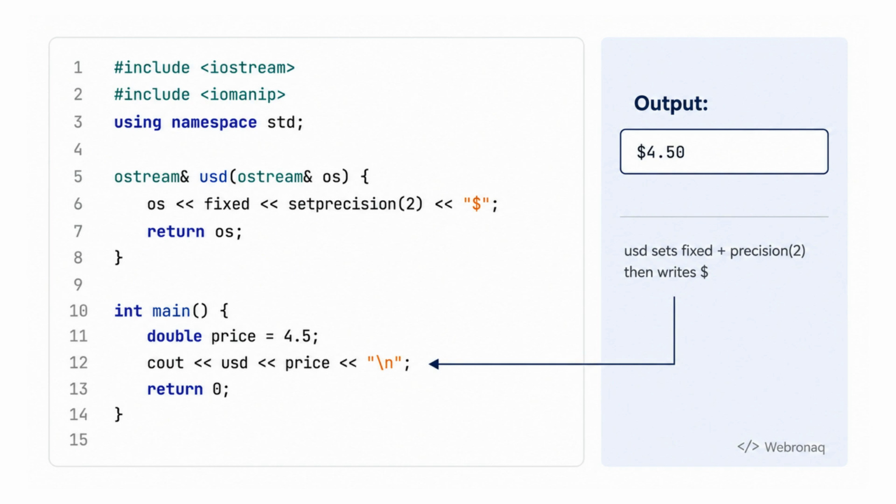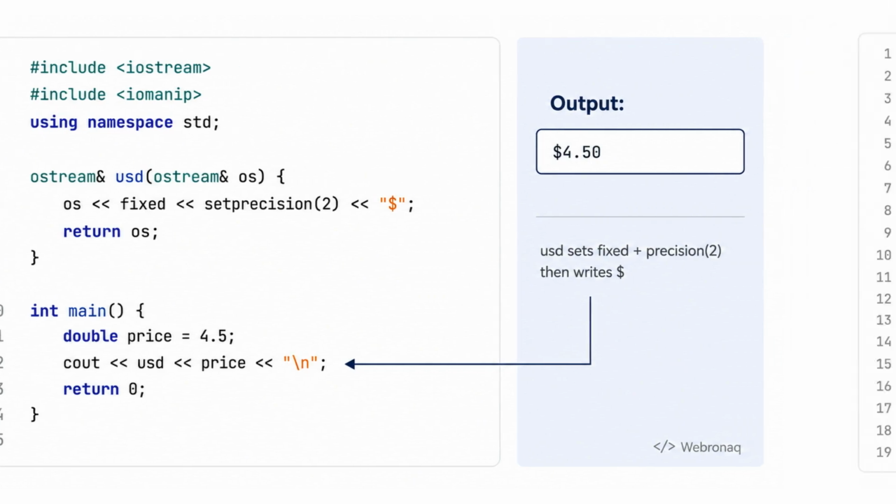At the call site on line 12, you write cout << usd << price. The stream sees usd, recognizes it as a function pointer, matching that built-in overload, calls usd passing cout in, and usd does its work. The variable price is 4.5, so after the manipulator sets fixed point mode with 2 decimal places and writes the $, price comes out as 4.50. Full output, $4.50. Clean, reusable, and zero extra machinery required.